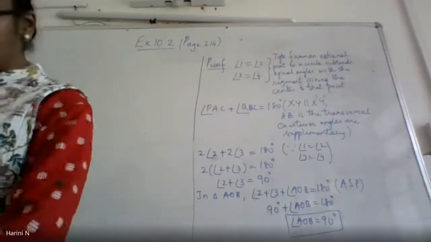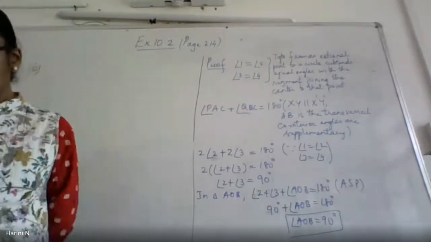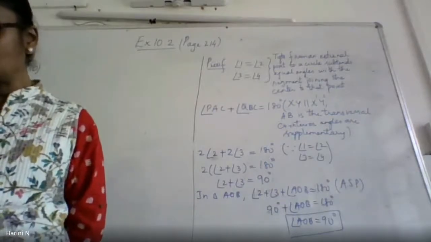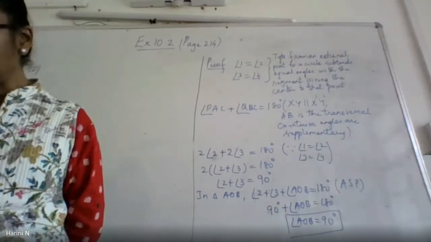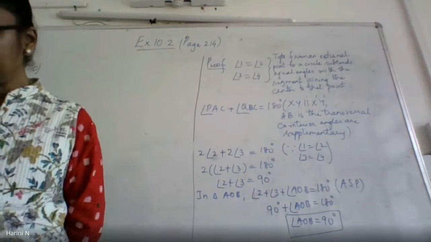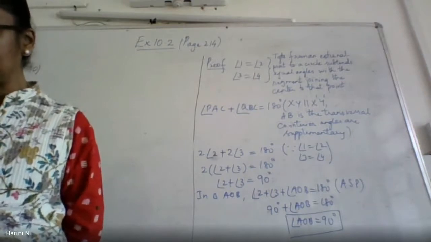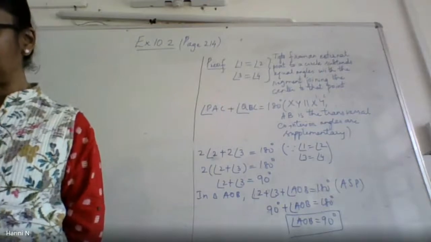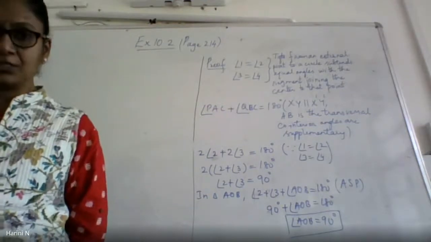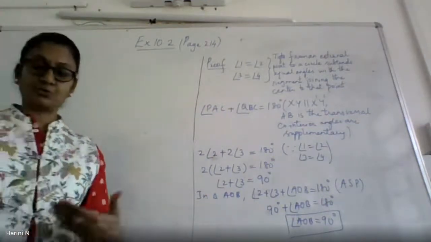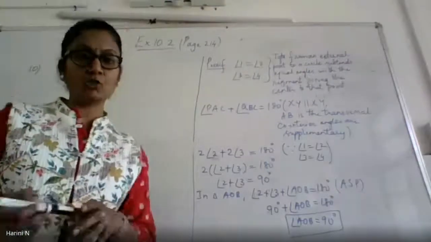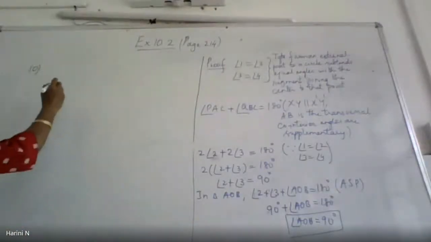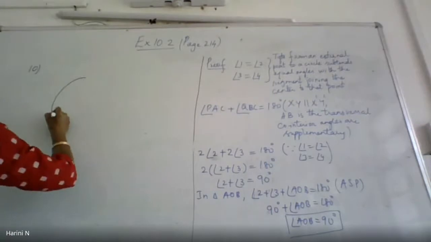Okay, the problem number 10 is telling me to prove that the angle between the two tangents drawn from an external point to a circle is supplementary to the angle subtended by the line segment joining the points of contact at the center. So first we have to draw the circle and draw two tangents from an external point to that circle. So let us do that first.